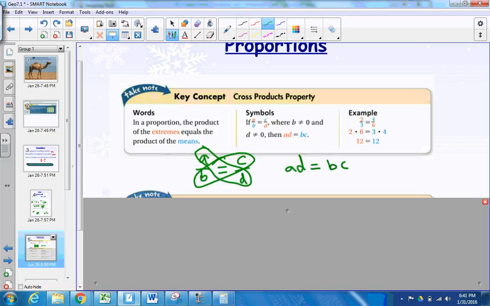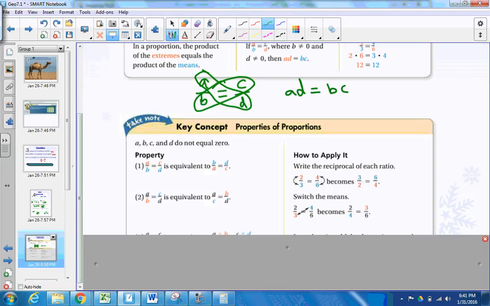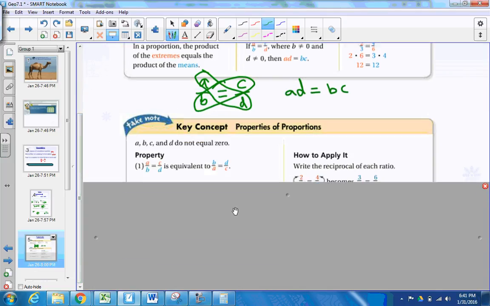All right, so the example over to the right is with numbers. 2/3 equals 4/6. We know that's true, but we can check it using the cross products property. So 2 times 6 would equal 3 times 4, and that's true there. All right, the other piece here are some special properties of proportions, assuming none of these pieces are equal to 0.